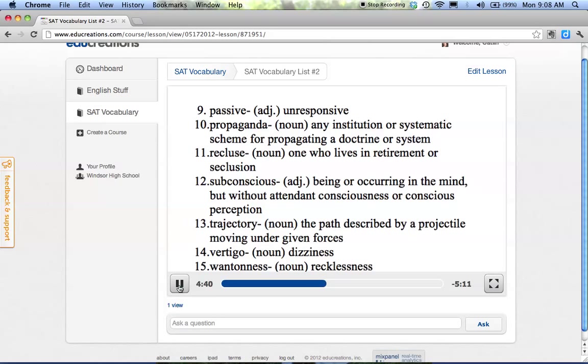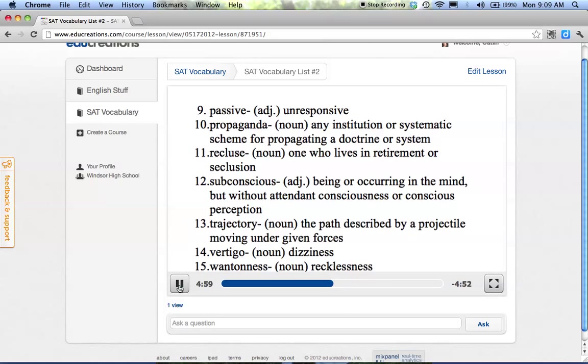10 is propaganda. And propaganda is a noun, and it's any institution or systematic scheme for propagating or continuing a doctrine or system. This definition is really complicated.